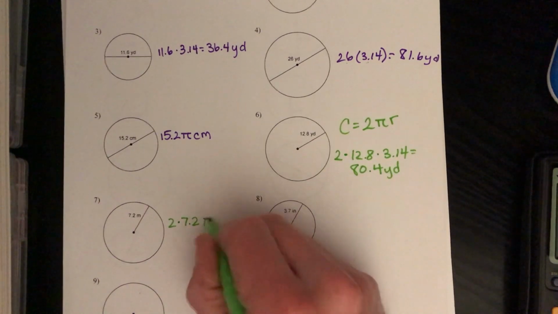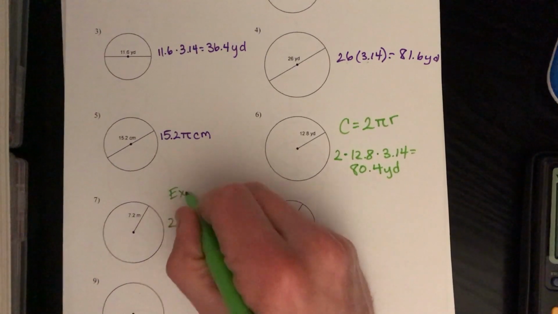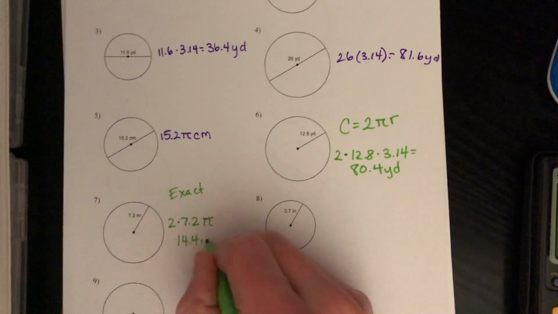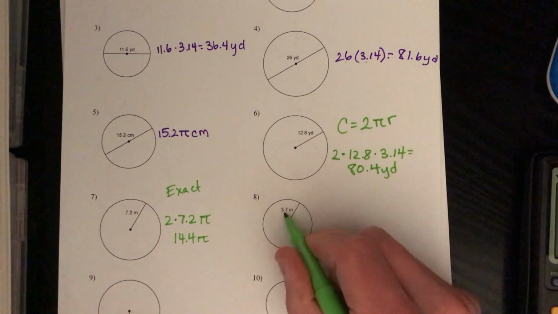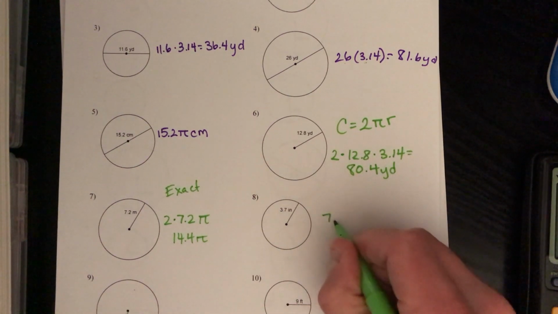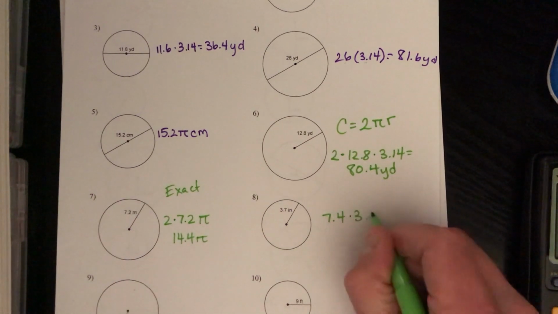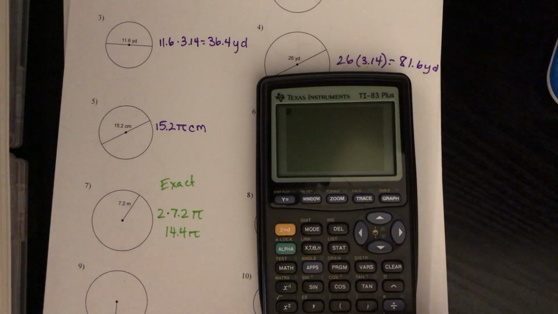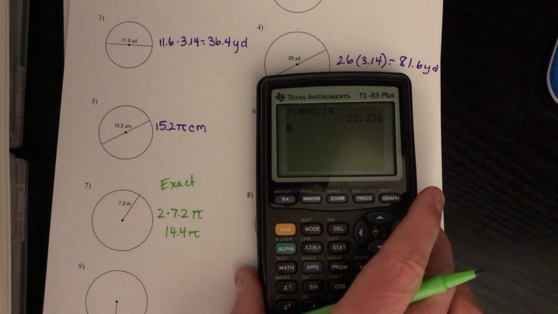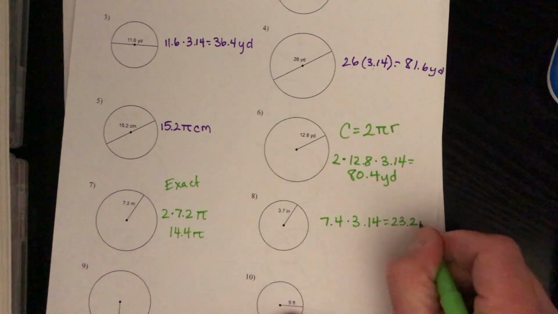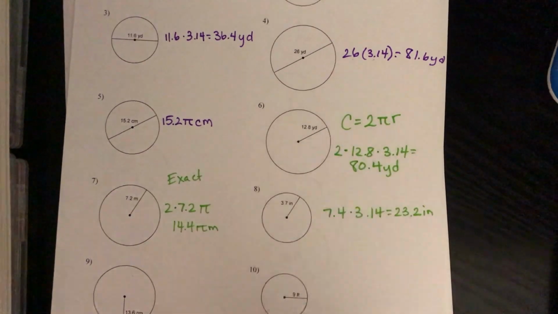All right, the next one, I would do 2 times 7.2 times pi. I'll do this one the exact way. When we use the pi symbol, we call it exact. And so that's 14.4 pi. This next one, I'll just do the 2 times 3.7 in my head. That's 7.4. So I need to do 7.4 times 3.14. So let's see here, we should have got 7.4 times 3.14. 23.23, we'll round that down, 23.2, and that's inches, and I forgot my meters on the last one.